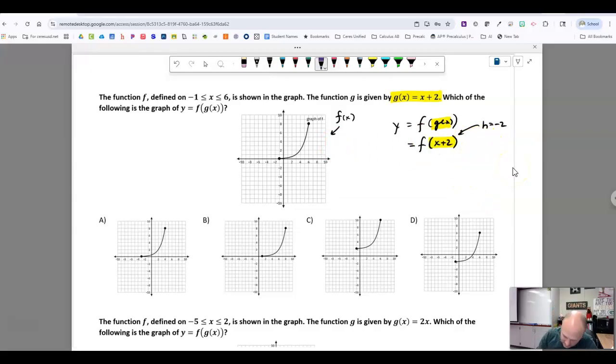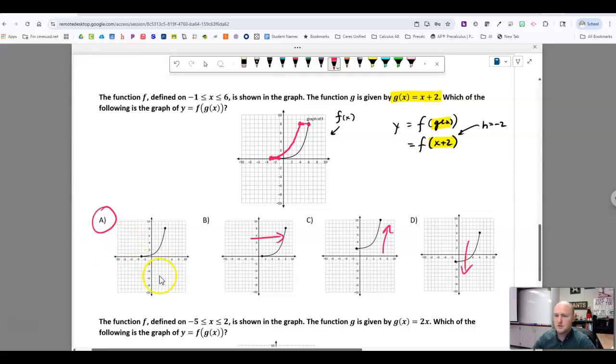So I can take this point right here, which is at 6, and it's going to end up moving right here. And I can take this point right here, and it's going to end up sliding to 3 right here. So I should have a graph that would look something like that, now at -3 and at 4. So I think I like A. Yeah, this one went to the right 2, this one went up 2, this one went down 2. So, yep, slid to the left 2.